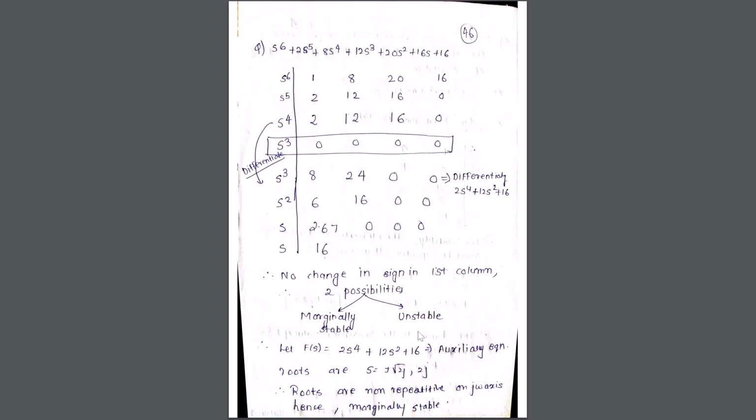So what you're going to do when there is a particular row of 0 coming in the table, take the earlier equation, differentiate it to get this equation. Solve the entire table again. If there is no change in sign, there can be two conditions such as marginal stable or unstable. So take the differentiable equation, that is 2s raised to 4 plus 12s square plus 16, which is the equation above the row of 0.